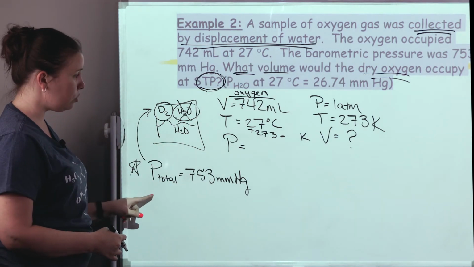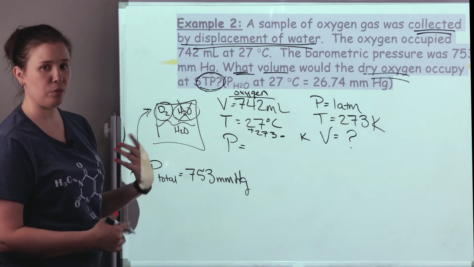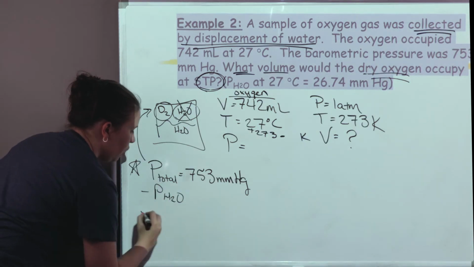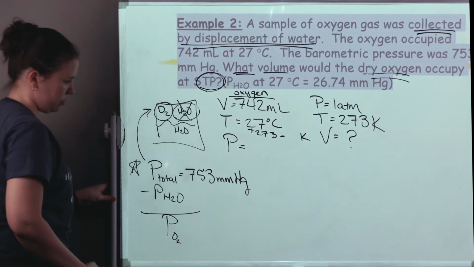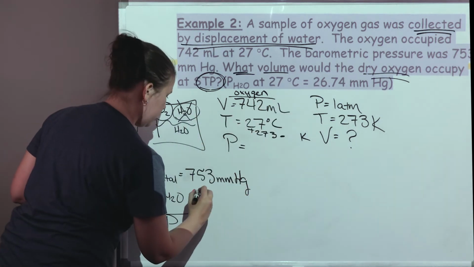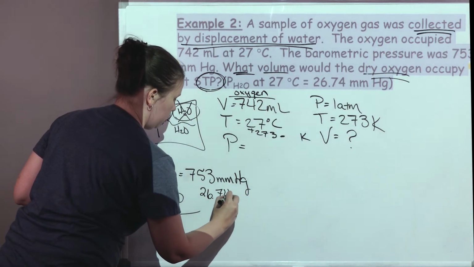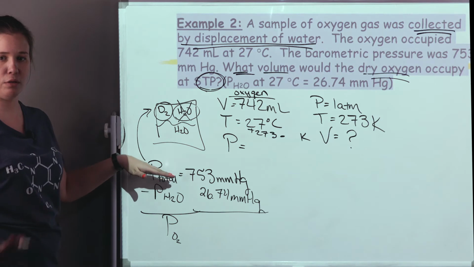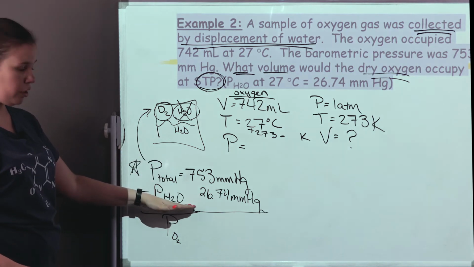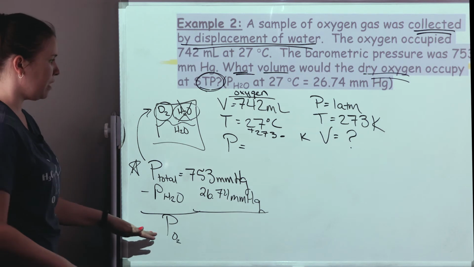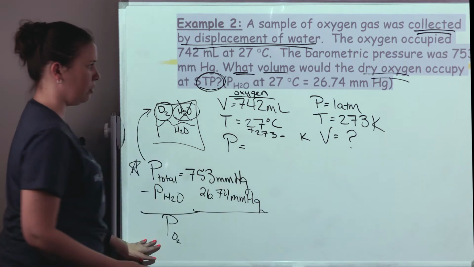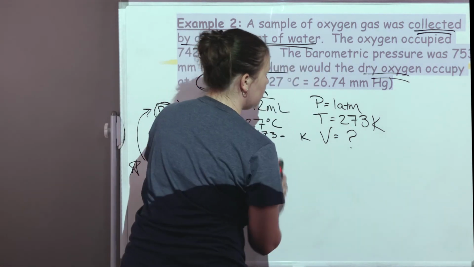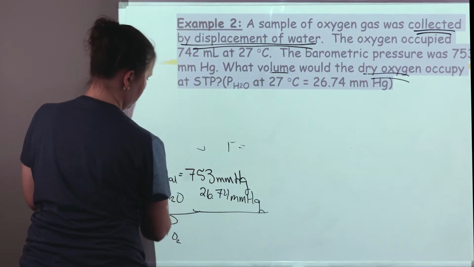But we do know the total pressure, and notice here in parentheses, it gave me the pressure of the water. So the idea here is if we subtract out the pressure of the water, we can get the pressure of that oxygen gas. So the pressure of the water is 26.74 millimeters of mercury. And so if we subtract from the barometric or atmospheric pressure the water pressure, we can get the oxygen pressure. That's going to then allow us to plug that number in for the first situation in the combined gas law. I know my handwriting is getting a little messy here. Let me erase this and clean this up for you.